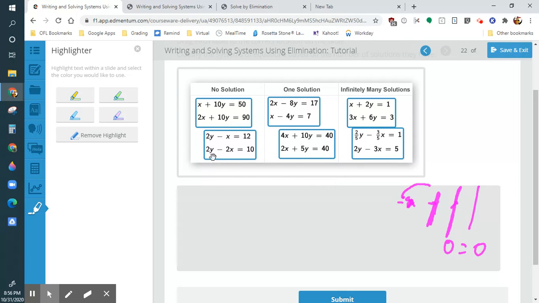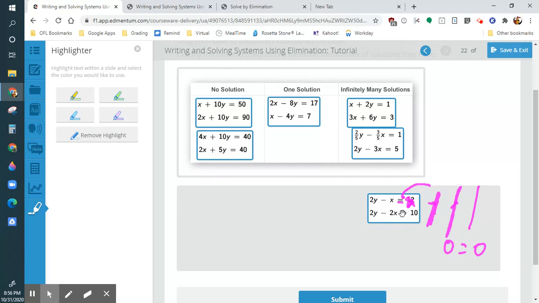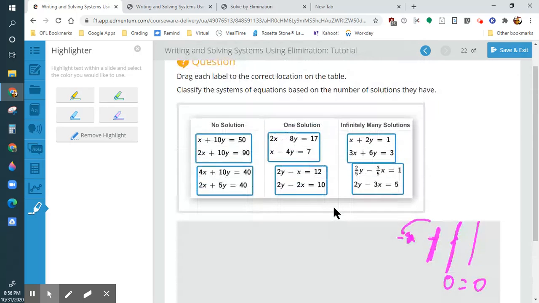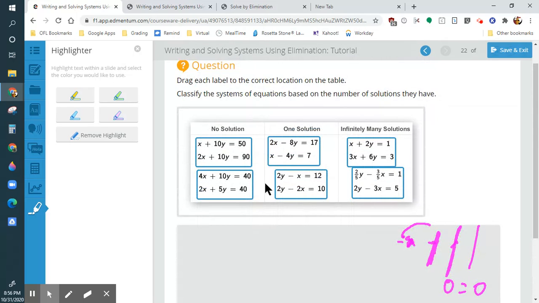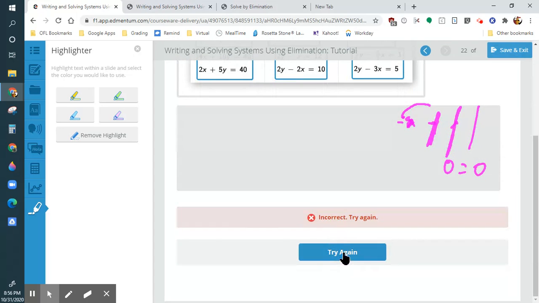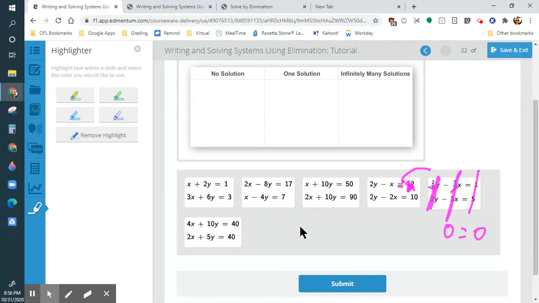Did I do this one right? Hold on. Oh, derp. I was like, wait a minute, this was supposed to have one solution because it became x equals something. Okay, so I kind of mixed these two up. I'm sorry. Incorrect. Okay, apparently I mixed up more than I had to.